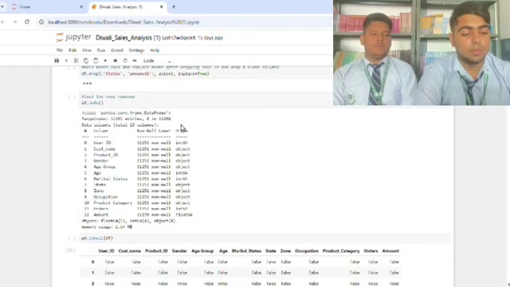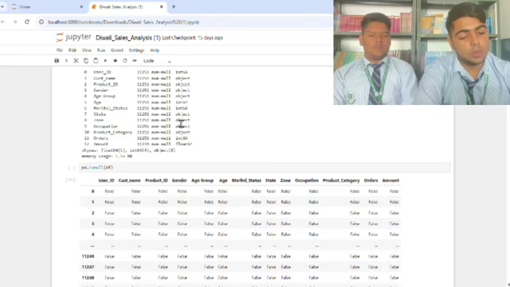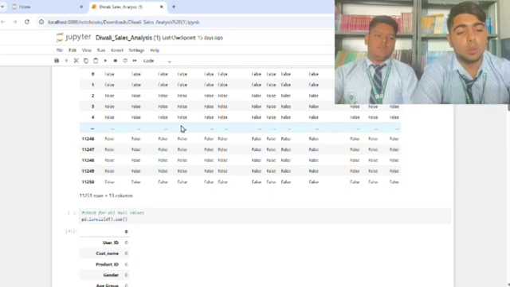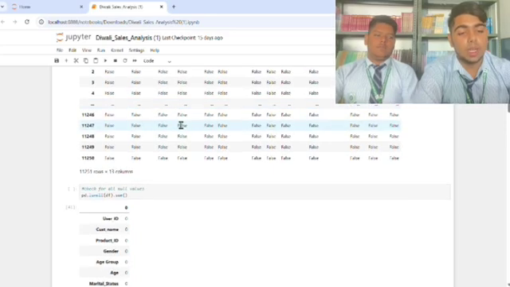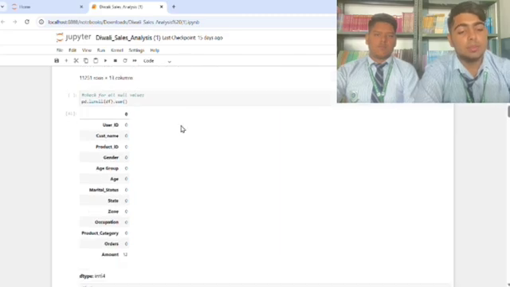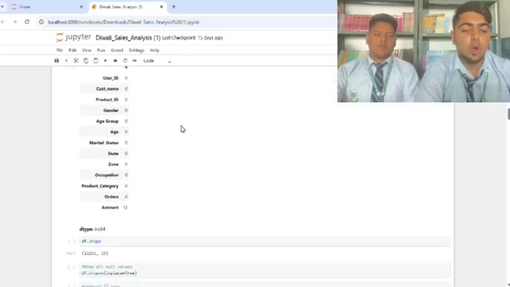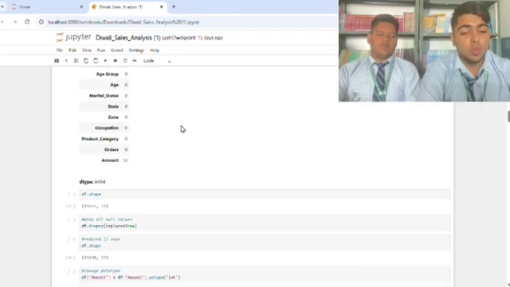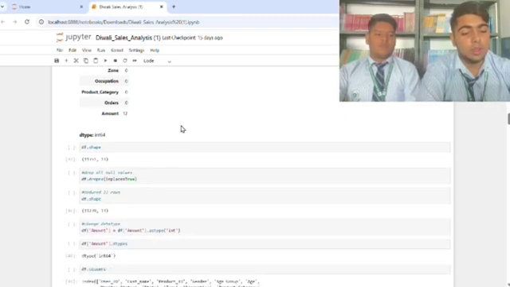After loading the data frame, we have checked for rows and columns by using the shape function. After using the shape function, we have dropped unnecessary columns from the data frame. After dropping the unnecessary columns, we have checked for null values and removed all the null values from the data frame. After removing the null values, we have checked the shape of our data frame again.